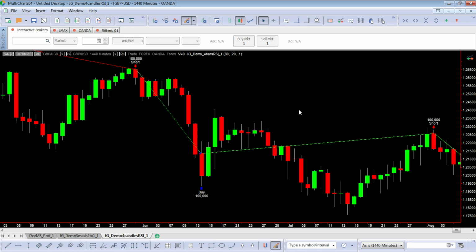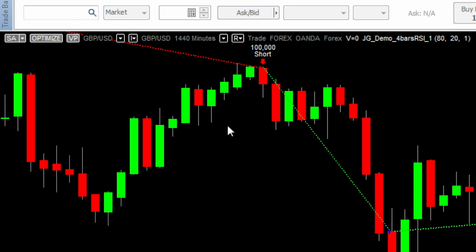Firstly, let's have a look at how we get into the trades. We're looking at the daily chart here of pound dollar. Now we're looking for extreme moves, either up or down, and we're going to measure those moves by looking for either 4 consecutive green candles or 4 consecutive red candles. So looking at an example here, we've got 1, 2, 3, 4 green candles, so then we short on the open of the next bar.